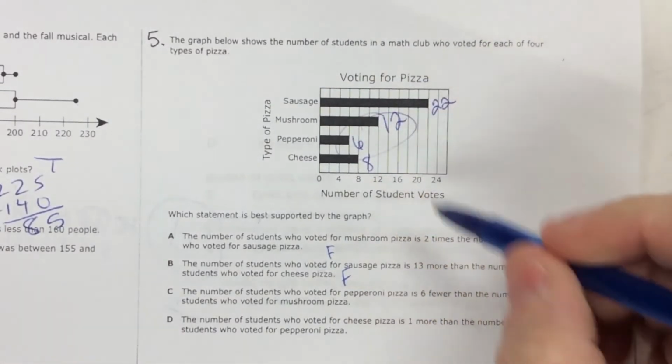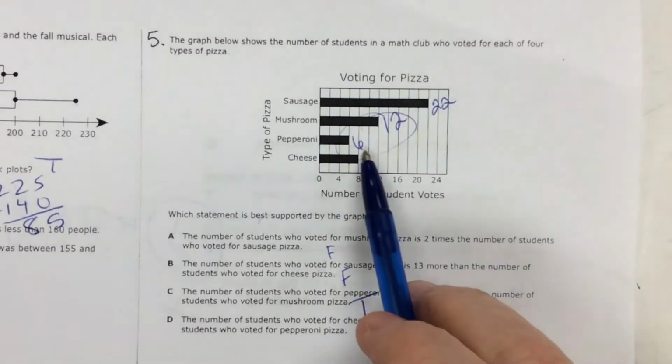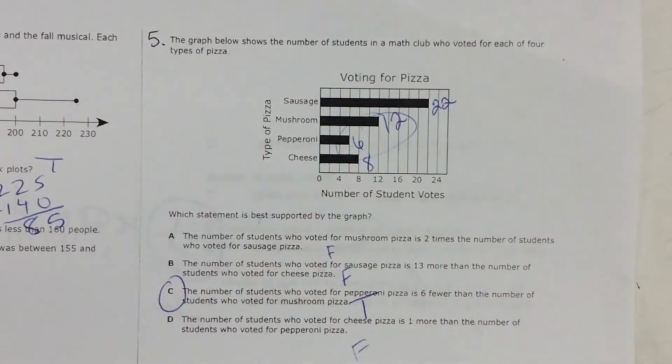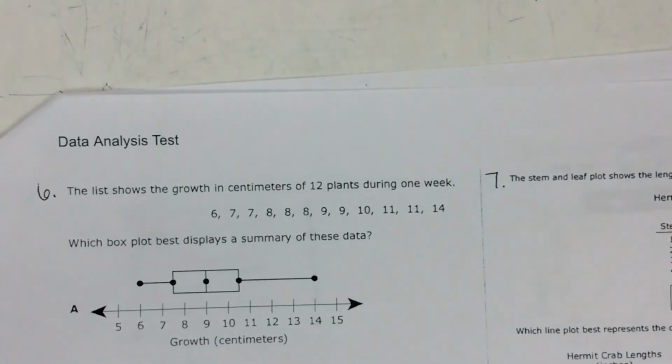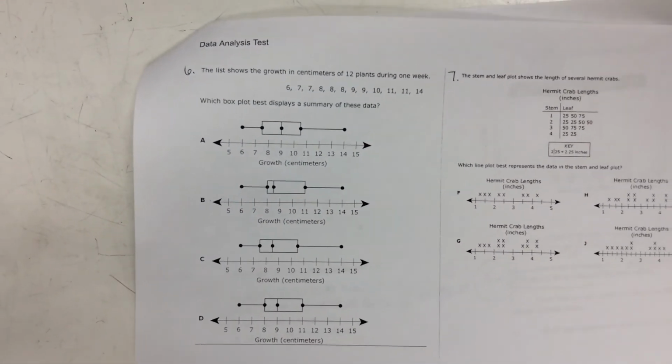That's true. Okay, the number of students who voted for cheese was one more than those who voted for pepperoni. Nope, that's two more. So my answer there was C. All right, almost done. Okay, number 6. Let me try to fit it all on here.